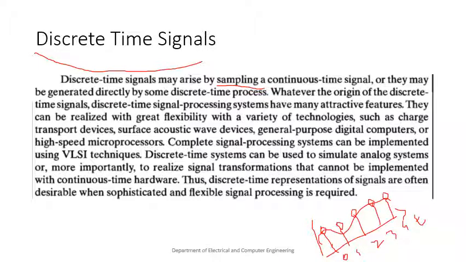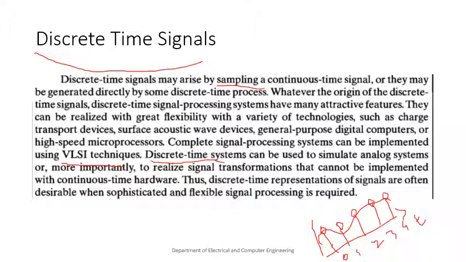A complete signal processing system can be implemented using VLSI techniques. This is a technique called very large scale integration. So we can use this technique to build a complete signal processing system. A discrete time system can be used to simulate an analog system, or more importantly to realize signal transformations that cannot be implemented with continuous time hardware. In this course we will talk about many discrete time systems.